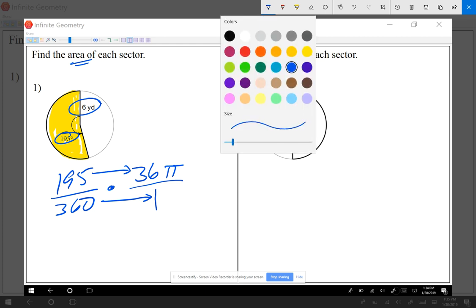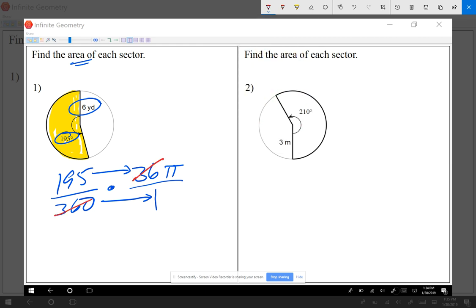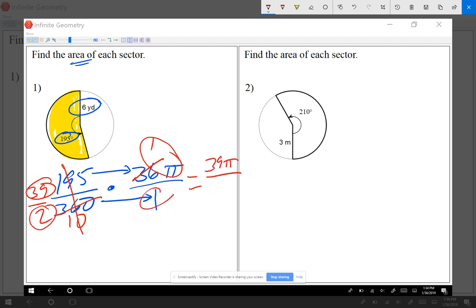So in my case, let me simplify 36 and 360. I see I can divide them each by 36. So I have 1 and 10. Yes, you got 360 because it's a full circle. Then on the first fraction, I have 195 over 10. I can divide each by 5. So I have a 2 at the bottom. Now 195 divided by 5 gives me 39. Now on the top of the fraction, I have 39 times 1 pi. So that is 39 pi. At the bottom, I have 2 times 1. That's 2. So 39 pi over 2.